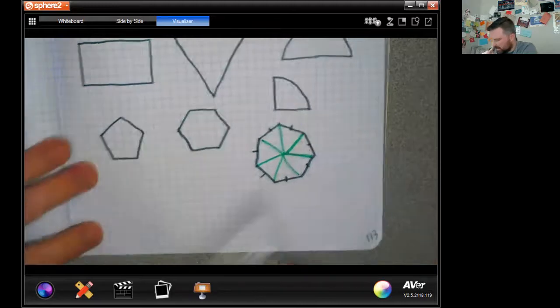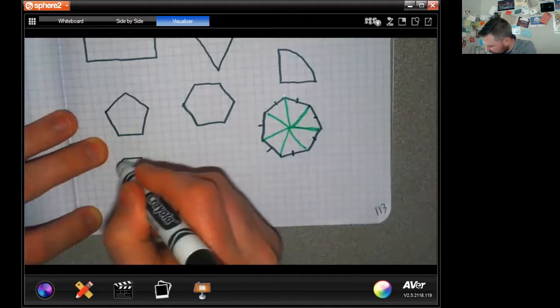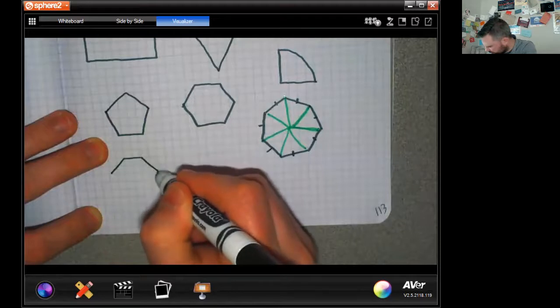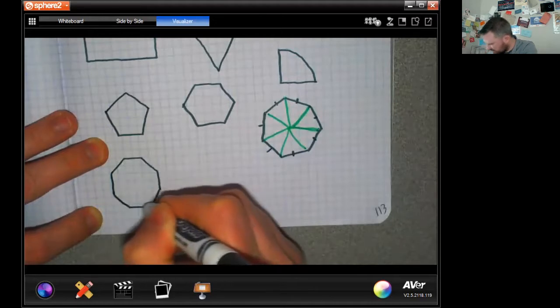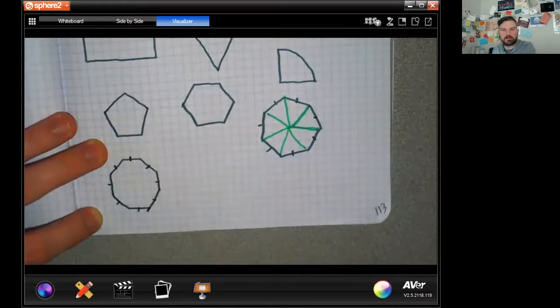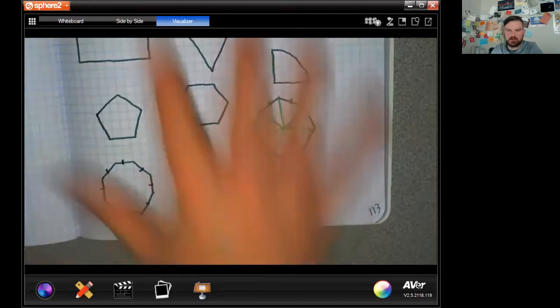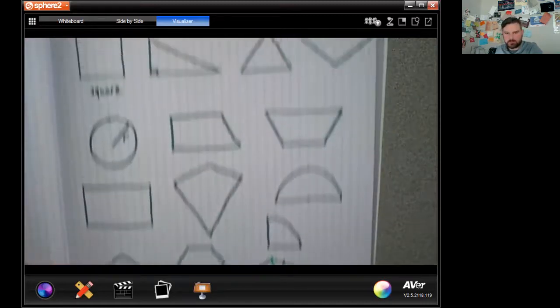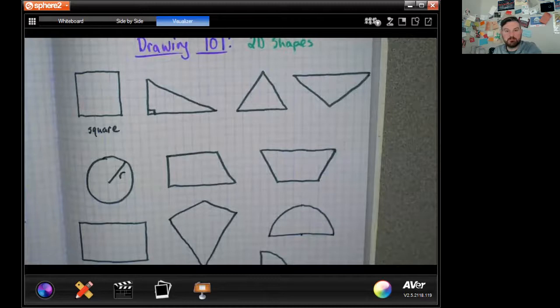So there's 7 now, 8-sided polygon. Again, kind of messed it up just a little bit. Okay, there's our octagon, and we're going to stop right there for those. So these are the shapes that we're going to need to be able to draw. And even later on, we're going to combine some of these shapes into bigger shapes, or combinations of these shapes.